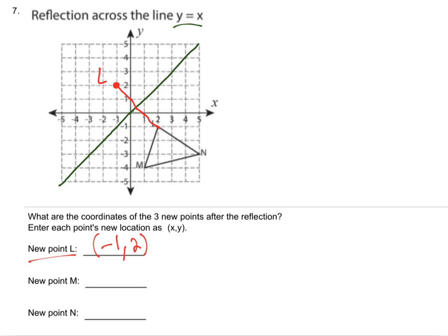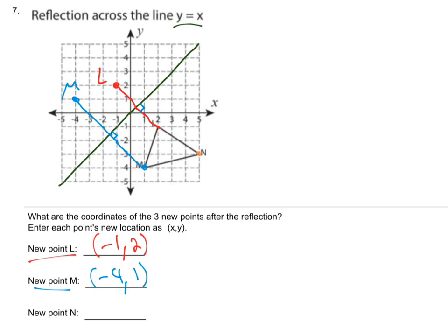Now let's do M. We're going to need to go straight at the line, 90 degrees, right? Always, these are always at 90 degrees. 1, 2.5, right? And then half, 1, 2. So right there is the image M. What's the coordinates at that point? Looks like back 4, up 1.